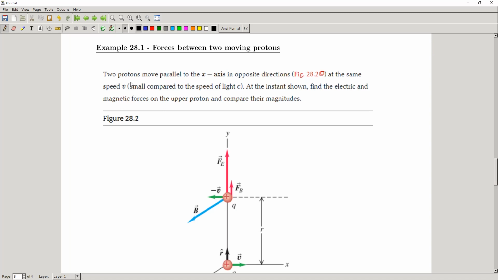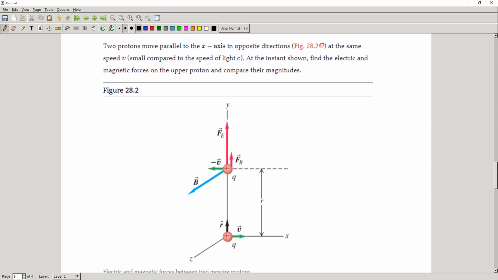We have 2 protons moving parallel to the x-axis in opposite directions here. So we have this diagram here. We have one proton moving in this direction. We call negative v the velocity for its motion. And then we have v moving off in the positive x direction here. And they're moving with the same magnitude of the velocity, right? So v and v both here are the same magnitude.